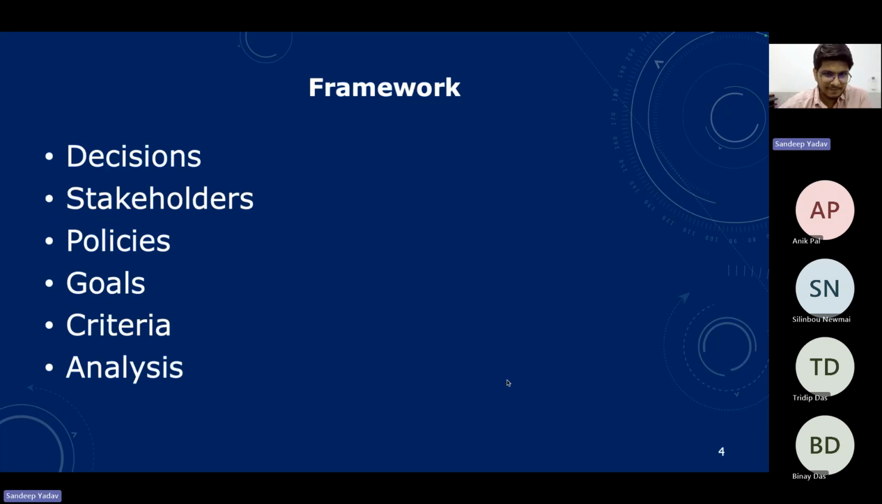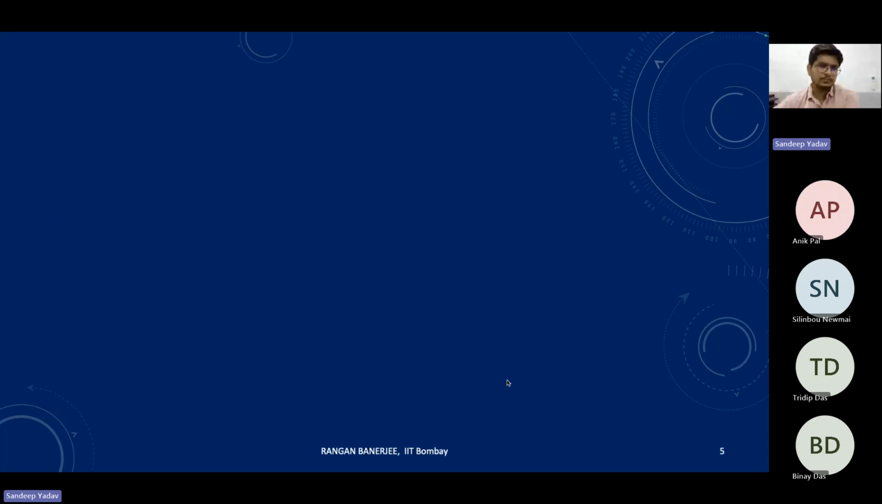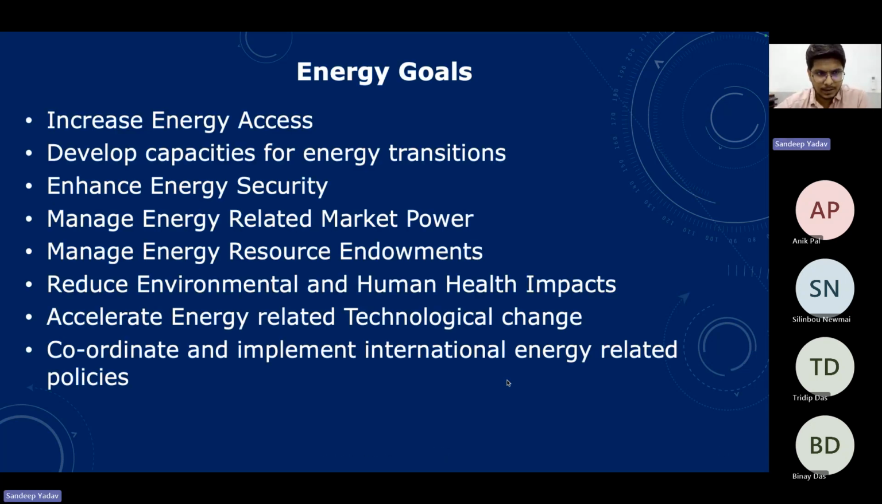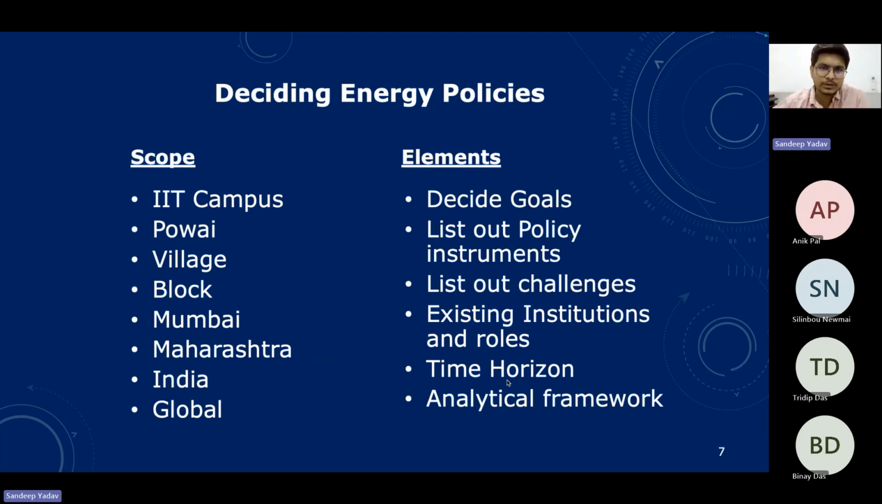So we have a policy framework that includes decisions, stakeholders, policies, goals, criteria, and analysis. Now there are energy goals like increase energy access to all, develop capacities for energy transitions, enhance energy security, manage energy related market power, manage energy sources and endowments, reduce environmental and human impact, accelerate energy related technology change, and coordinate and implement the international energy related policies. These are the energy goals.